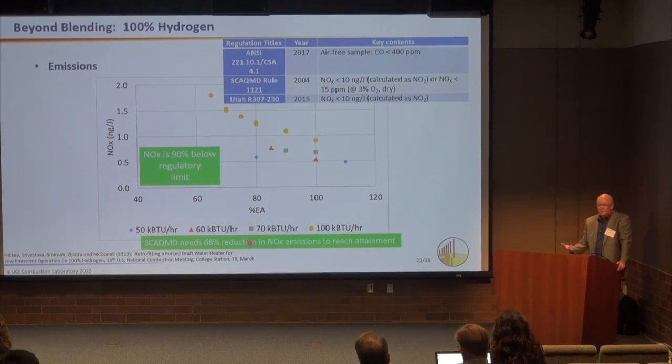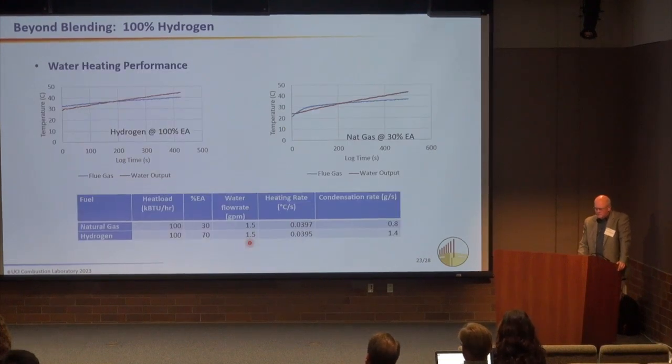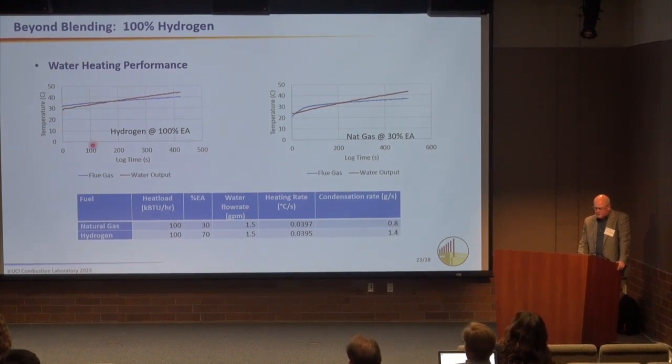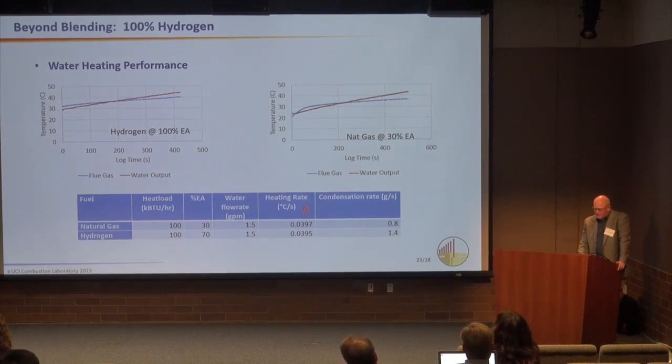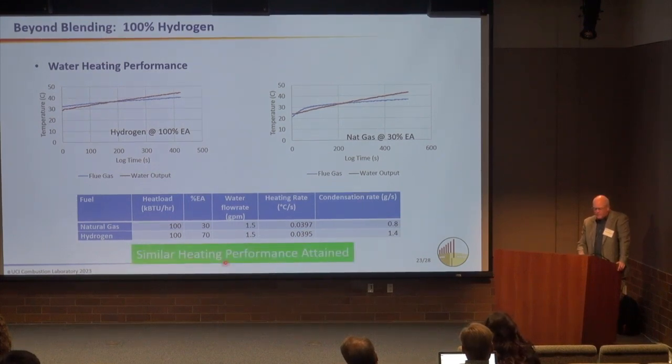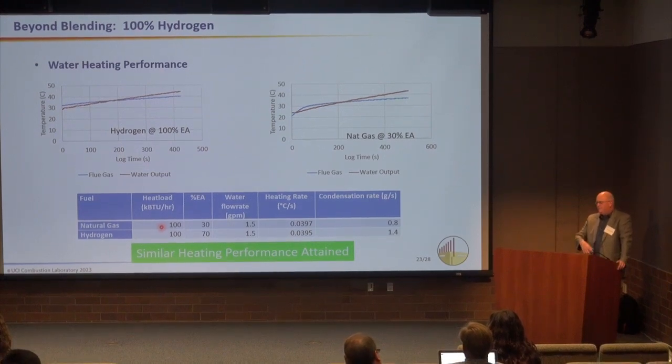What about performance of the water heater? Well, here's an example of water temperature versus time for hydrogen and natural gas. And if we look at things like this heating rate, the basic message is that both of these fuels have pretty much the same heating performance. In both cases, 100 kilo-BTUs per hour is being put in. That's what ends up heating the water, this heat input.